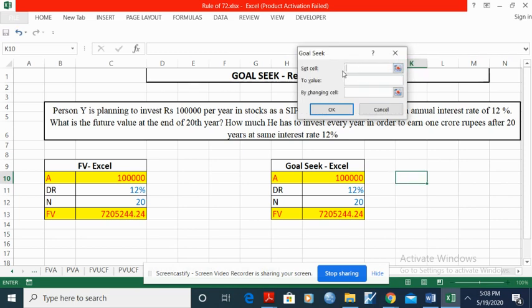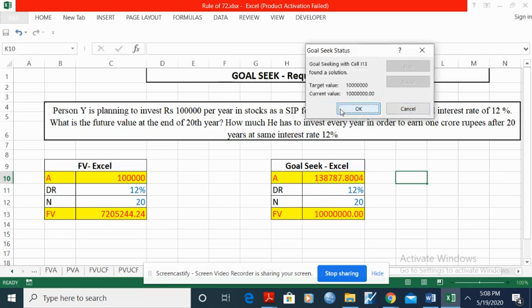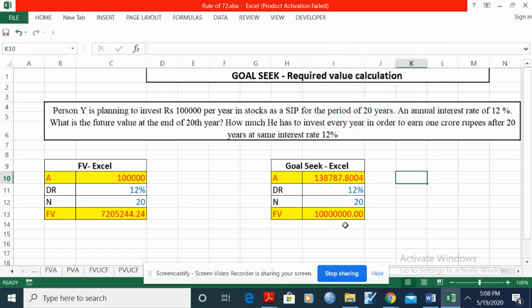In this Goal Seek approach, there is Set Cell. What is the value you have to set? You give the cell reference of the future value, and for the value you want, you manually enter 1 crore rupees. Which cell to be changed? The annuity value, the yearly value. Just click OK. So directly you arrive at the value of 1 crore.